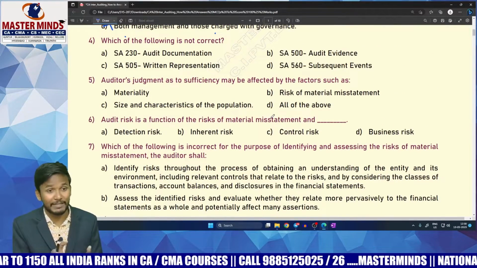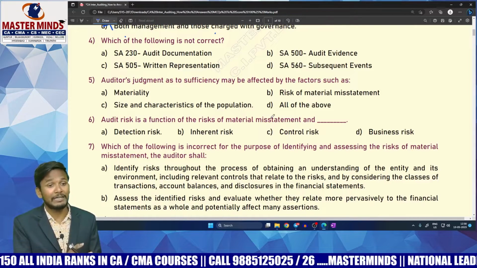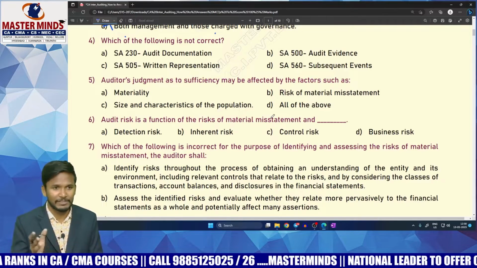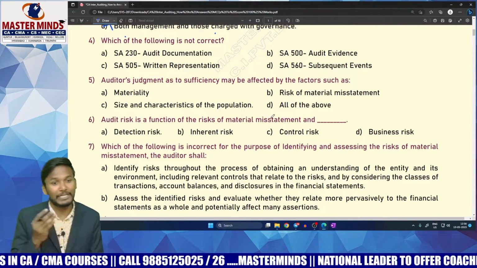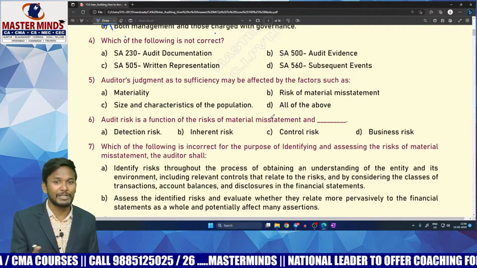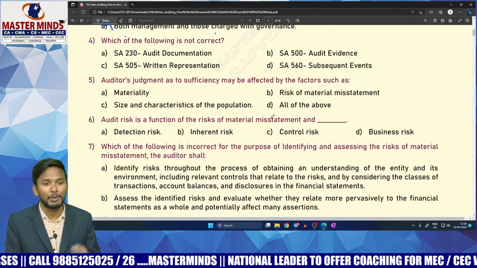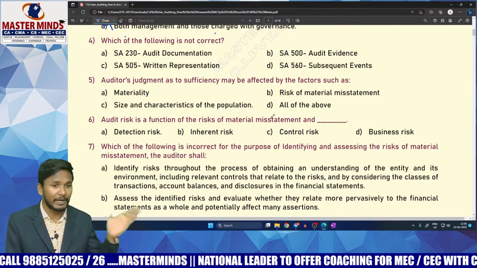Question number 4. Now this is straight away a question on the standard number and standard name. Which of the following is not correct? He is giving 4 standard numbers and 4 standard names also. He is asking which are mismatching. Sir, for answering this, what do you have to remember? You are supposed to remember the standard number and name.